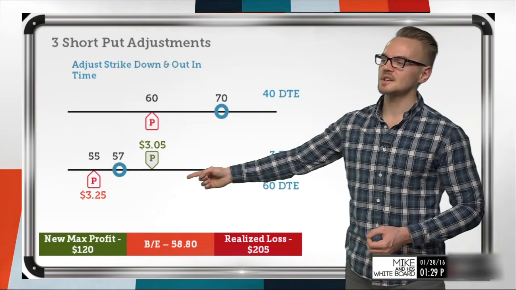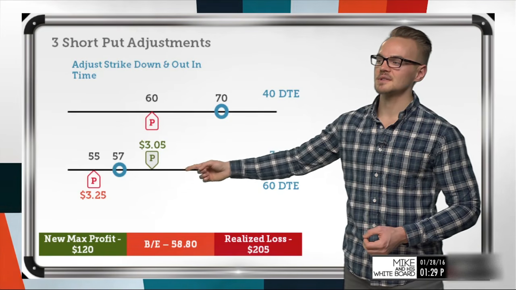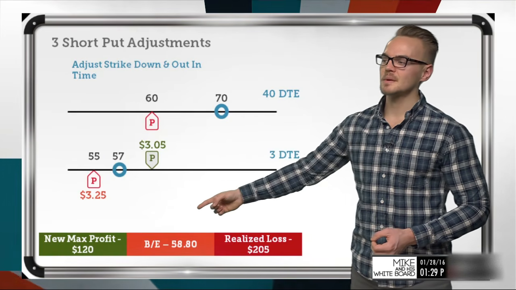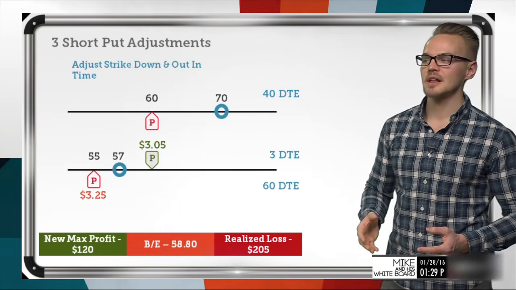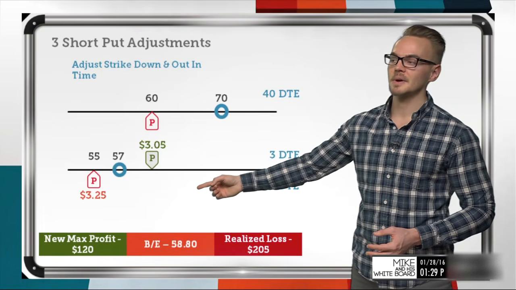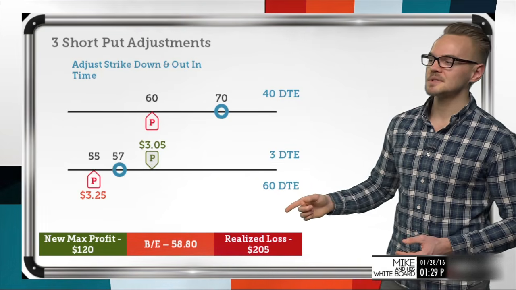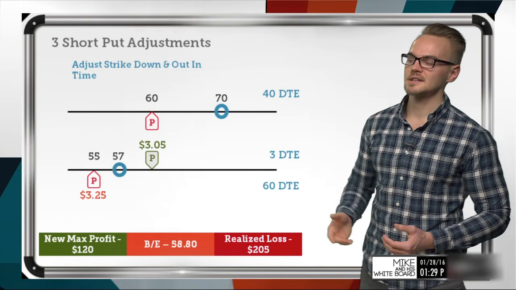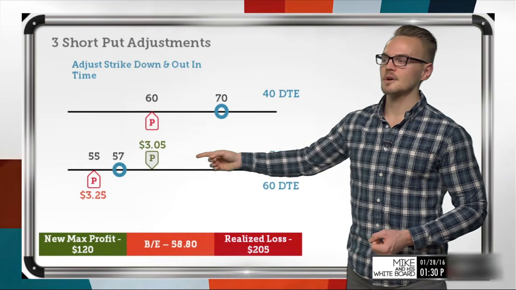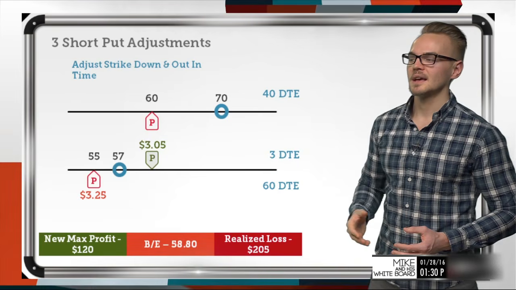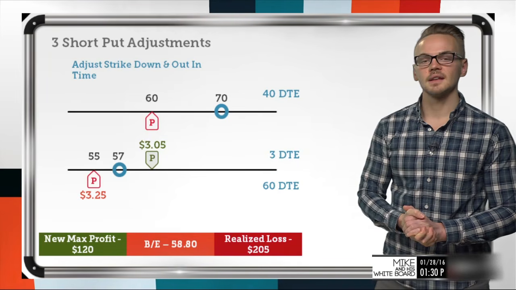Since it gives us a 20-cent net credit, as you can see here, I still reduce my break even 20 cents. I'm increasing my new max profit to $1.20 if my new short put expires out of the money. And I'm still realizing that loss of $2.05 because at the end of the day, I sold this for $1 up here, closing it out for $3.05 in the same expiration, and that gives me a $2.05 net loss.